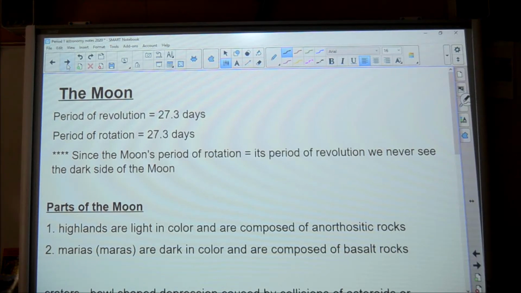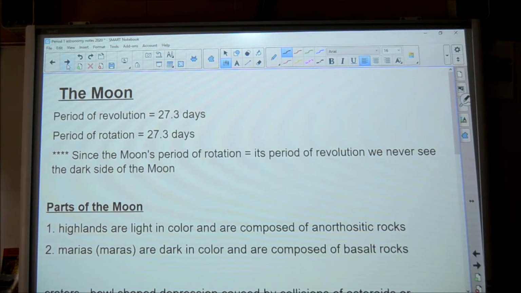Looking at the moon. Now, if you're looking at your reference table, go get your reference table out. And I need you looking at page 15, where it says solar system data.